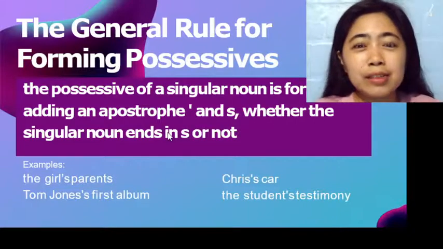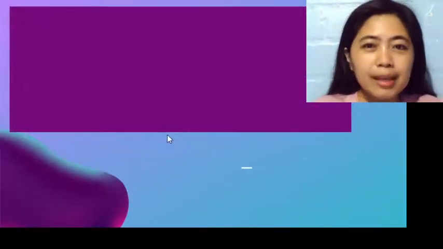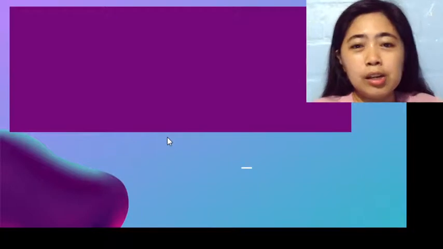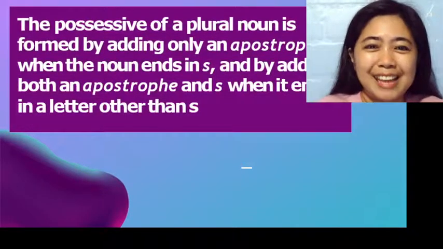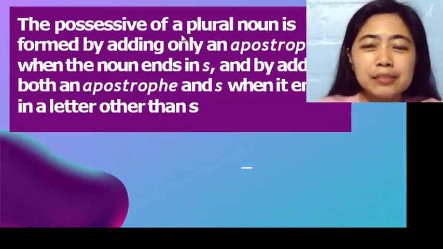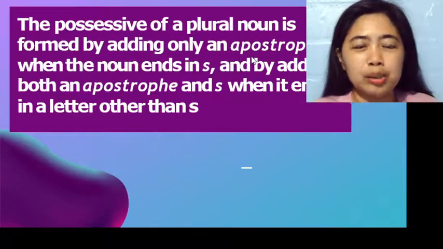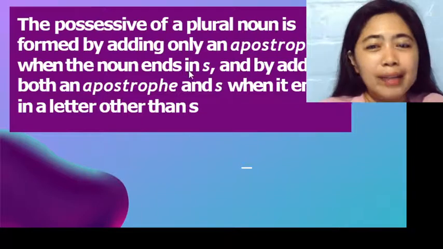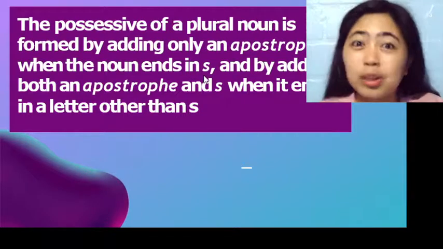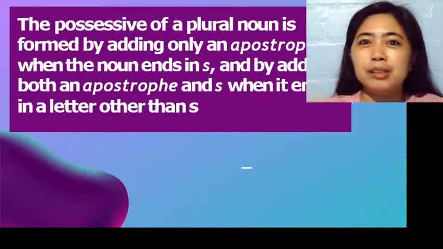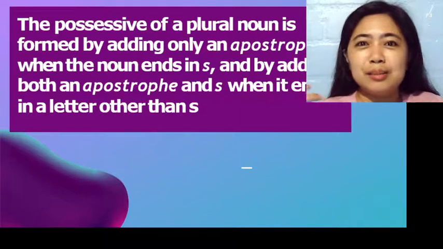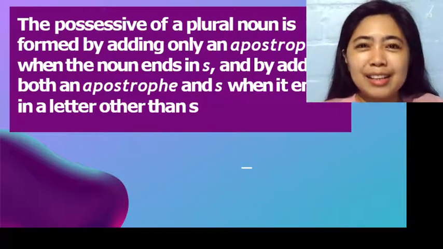We'll try to have another rule here. The possessive of a plural noun this time is formed by adding only an apostrophe when the noun already ends in s. Normally, plural nouns generally end with the letter s, right?